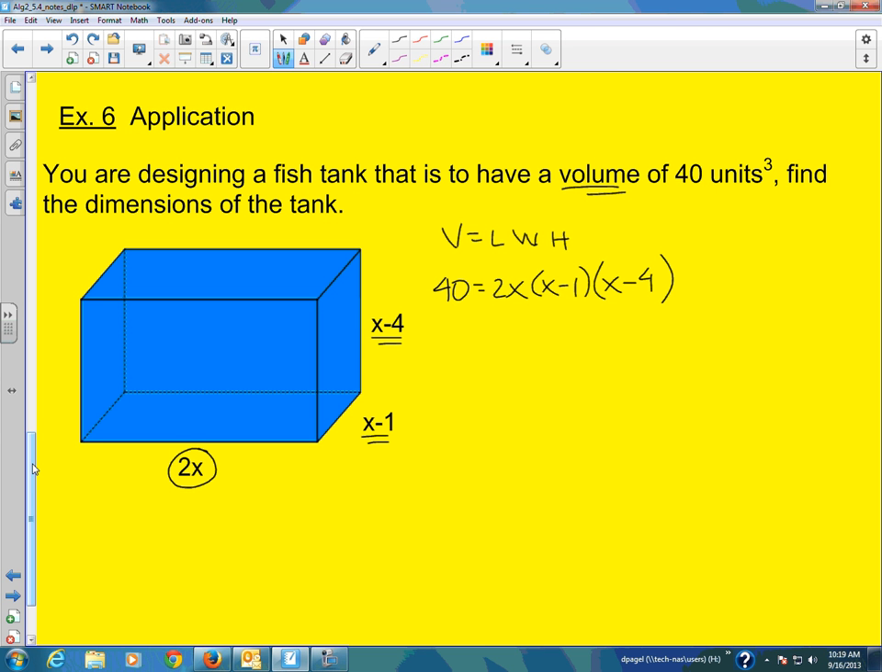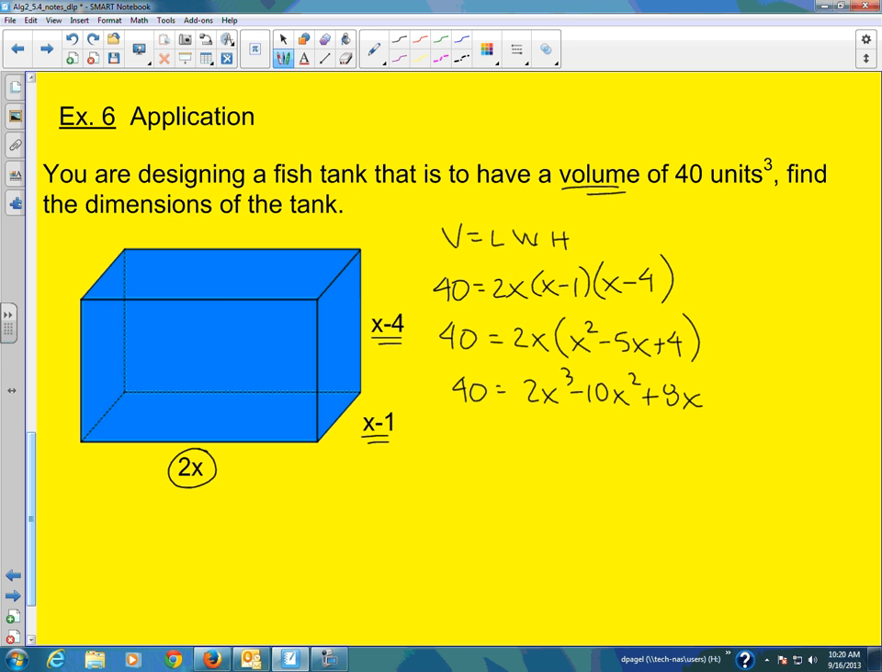Now, it would be great if that was 0 equal to 2x times quantity x minus 1 times x minus 4, because then I could use zero product property to find x. It's not. And I can't just simply subtract the 40 over and then work that out with zero product property. I first have to figure out on the right-hand side the expanded form of 2x times quantity x minus 1 times x minus 4. So we're going to FOIL the two binomials and get x squared minus 5x plus 4. Then we're going to distribute that 2x and get 2x cubed minus 10x squared plus 8x.